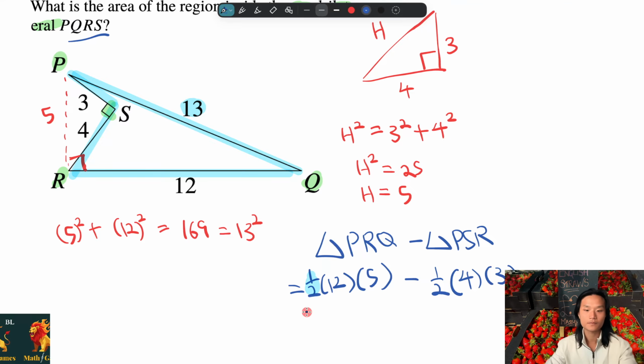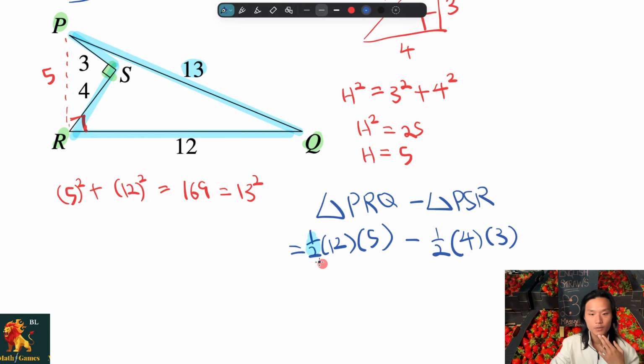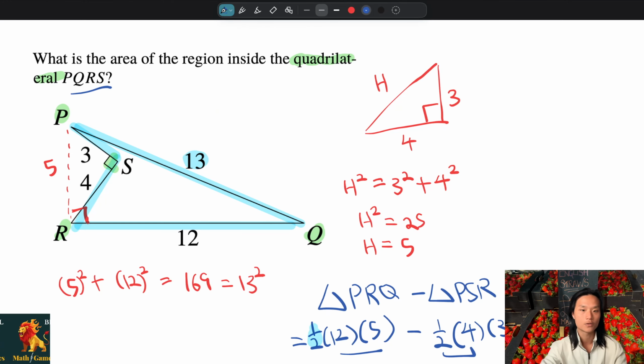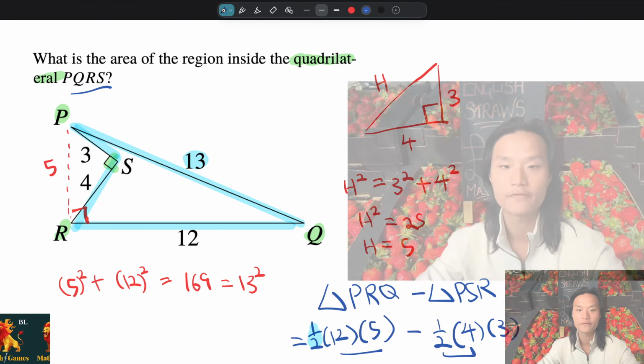So, 12 divided by 2 is 6. 6 times 5 is 30. Then minus 4 divided by 2, which is 2. 2 times 3 is 6. So 30 minus 6, and the area is 24. So the area of the quadrilateral is 24.